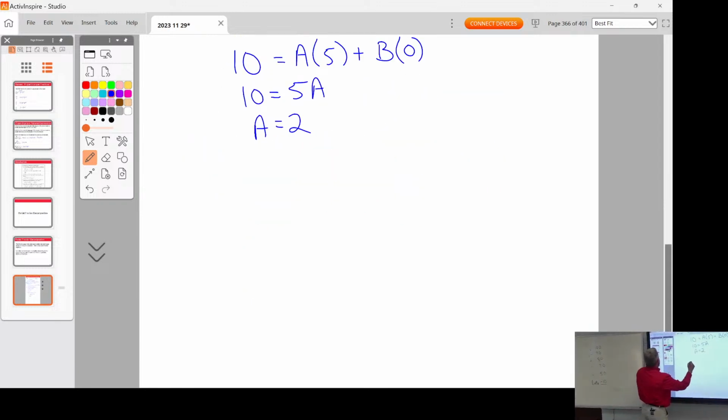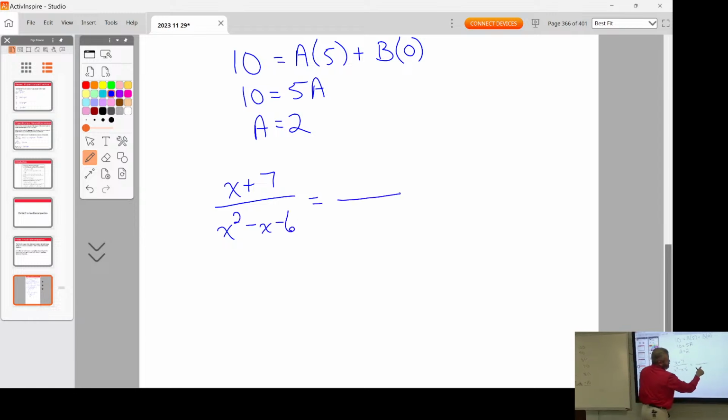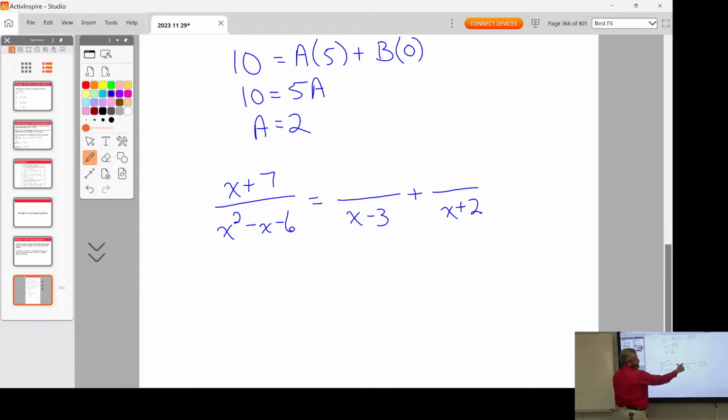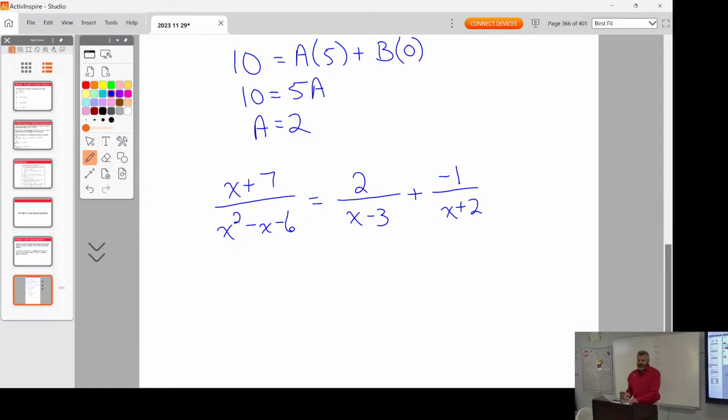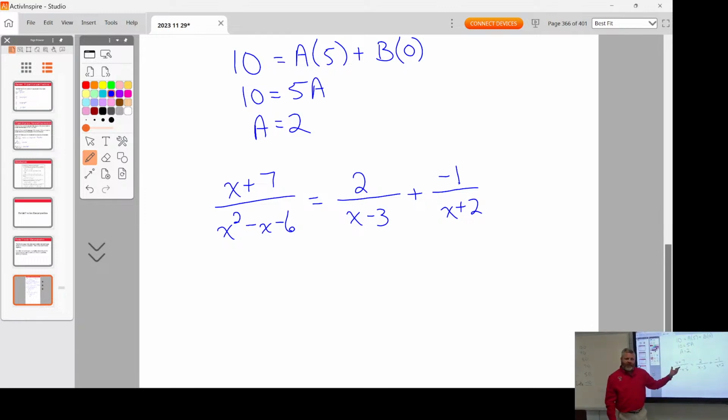So what was it? X plus 7 over x squared minus x minus 6 equals, this was x minus 3, and this was x plus 2. A is 2, B is, and we're done. That's the answer. Isn't that what we said the answer would be at the very beginning? Those were the two fractions that we added together by getting a common denominator, and we got this.